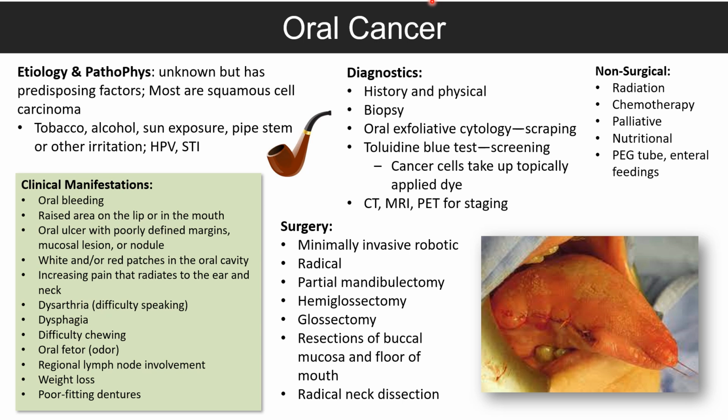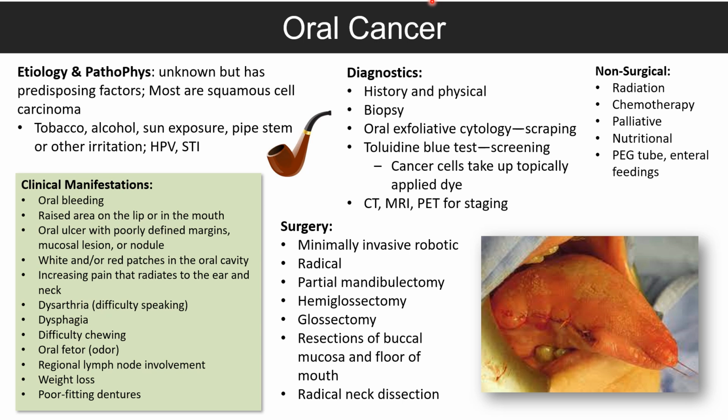But remember where it is. It's in your oral cavity, so very delicate area, and it's going to affect a lot of different functions for the patient. So surgery-wise, we can do robotic surgery. It can be radical, partial, hemiglossectomy, a full glossectomy. Remember, I'm talking about the tongue. Resections of the cheek, the floor of the mouth. So really whatever is needed, they're going to take it out. Any different type of combination. You can see in this picture, they did a partial hemiglossectomy. They took out a piece of the tongue.